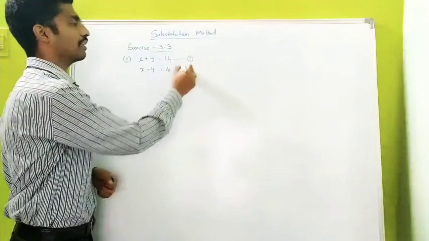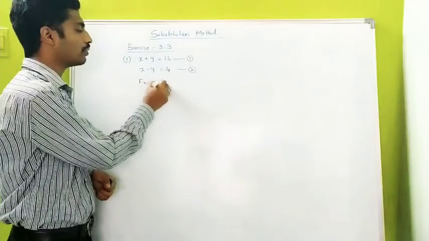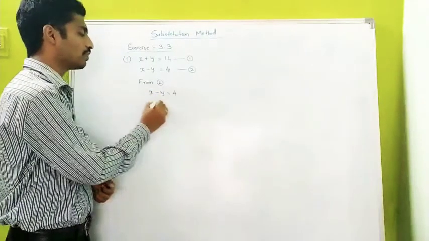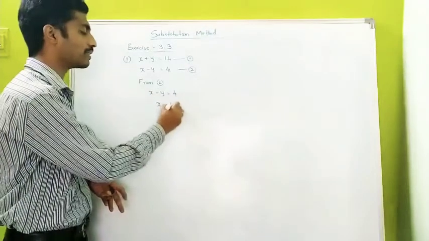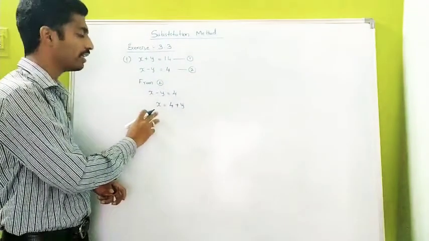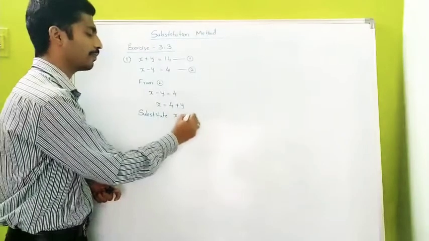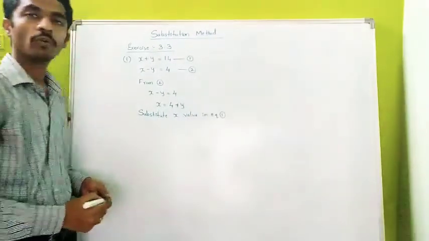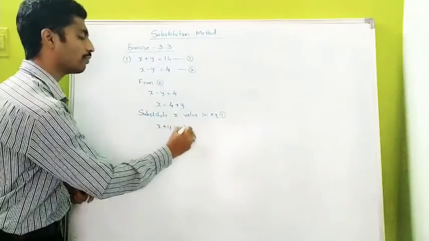Let's name them the first equation and the second equation. From equation number 2, x minus y equal to 4. I'll take x on the left side and y on the right side, so y becomes plus, that is 4 plus y. Now we are getting the x value in terms of y, that is 4 plus y. Substitute the x value in equation number 1. What is equation number 1? That is x plus y equal to 14.